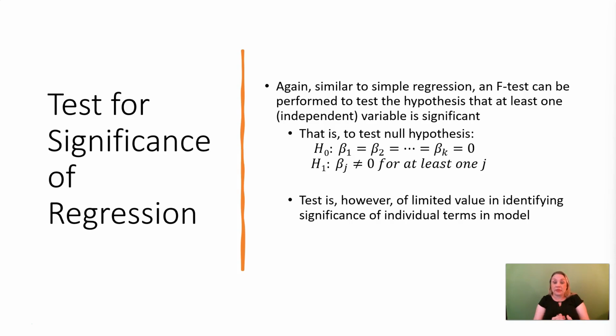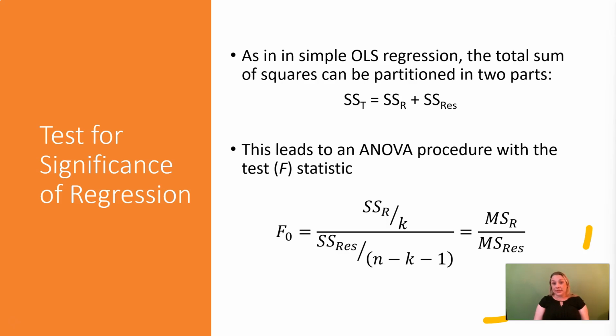Remember, this test is, of course, limited in identifying the significance in terms of the model. All it tells us is if one of my relationships is different. But the way we get this value is you're going to do your sum of squares regression divided by k, which is your number of parameters in your model. We have sum of squares residual divided by n minus k minus 1. Or we can just do our mean squares regression divided by our mean squares residual to get our f statistic value.